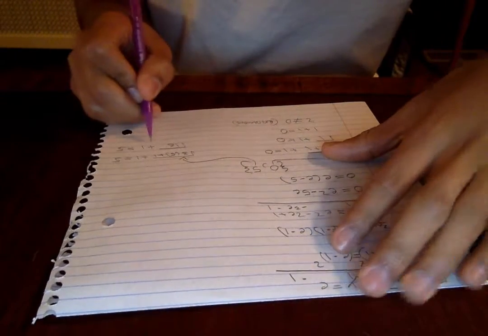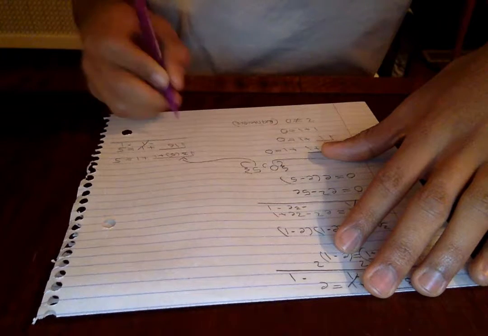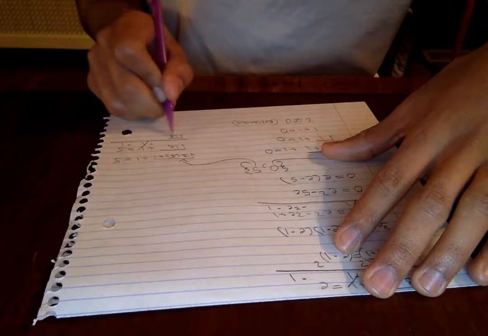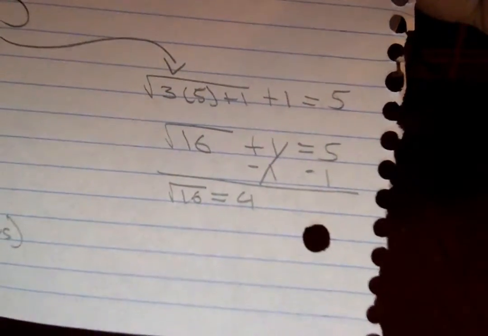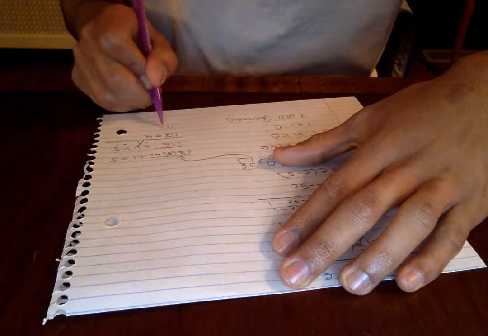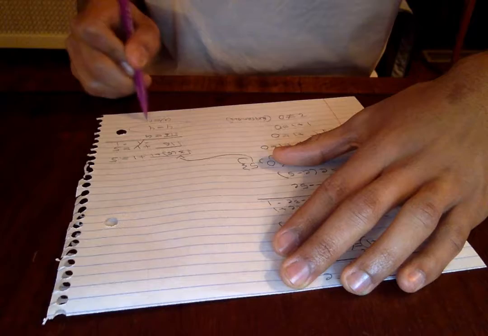Now what you need to do is subtract 1 from both sides. That will give you the square root of 16 equals 4. And that works because the square root of 16 is 4. 4 does equal 4 all the time. So this works.